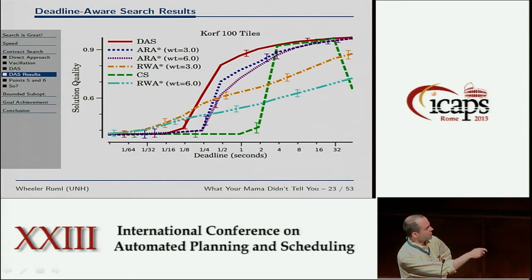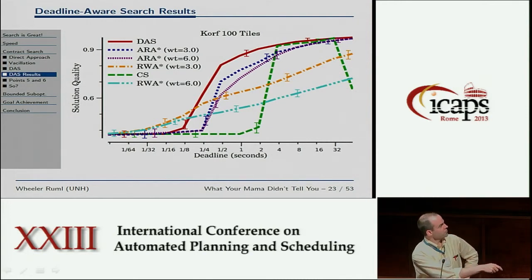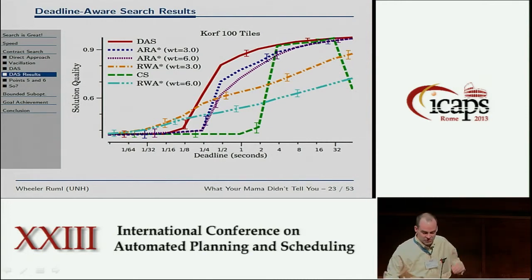The x-axis here shows different deadlines going from a small fraction of a second out to 30 seconds. These are the canonical sliding tile puzzle that we all know. Most of these lines here are various anytime algorithms. The y-axis here is the IPC metric for solution quality.